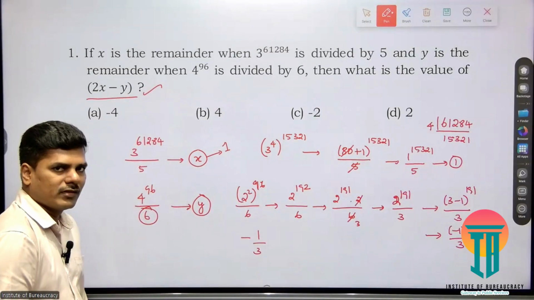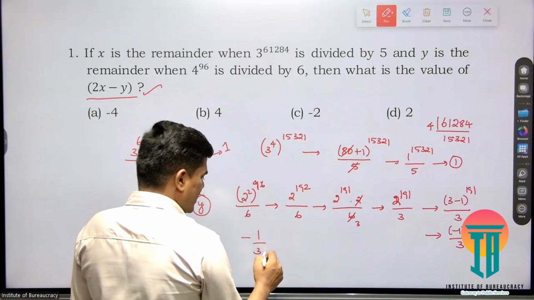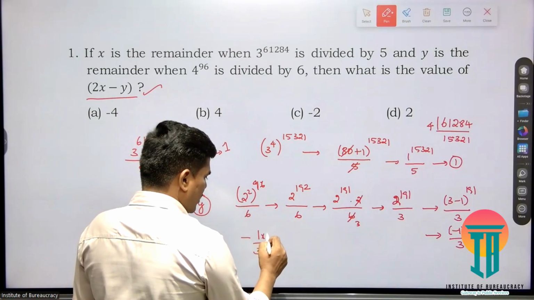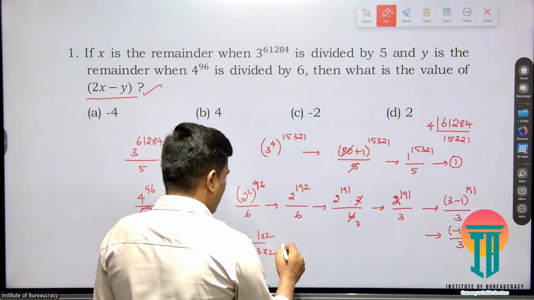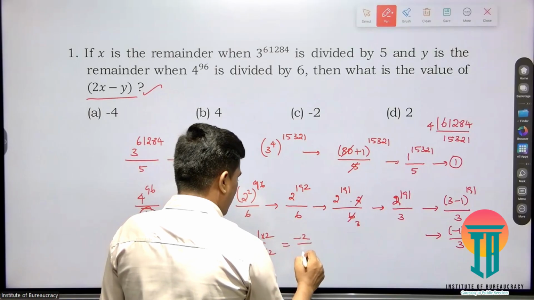So it is minus 1 by 3, which means here the divisor has become 3, but the original divisor is 6. To make it 6, you have to multiply by 2. Here also you have to multiply by 2. So it's becoming minus 2 by 6.